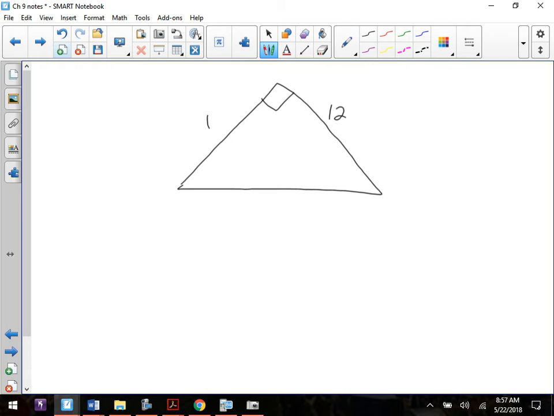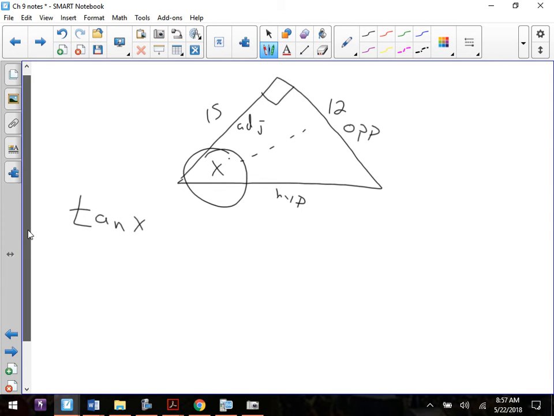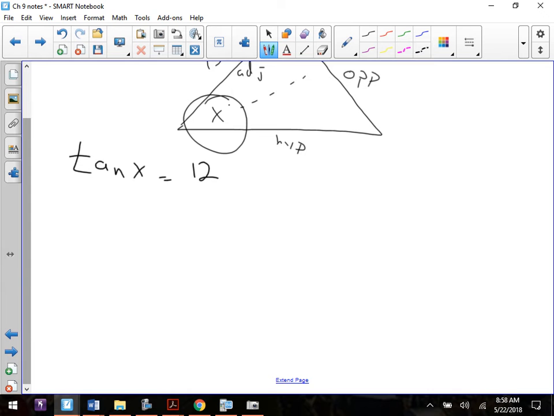No, I think we're just reviewing now. So now we have to find an angle. We still do the exact same thing. We circle, label, opposite, hypotenuse, and adjacent. Well, I know my adjacent, I know my opposite. What trig function is opposite and adjacent? Tangent. Which means I have the tangent of something will equal 12 over 15.